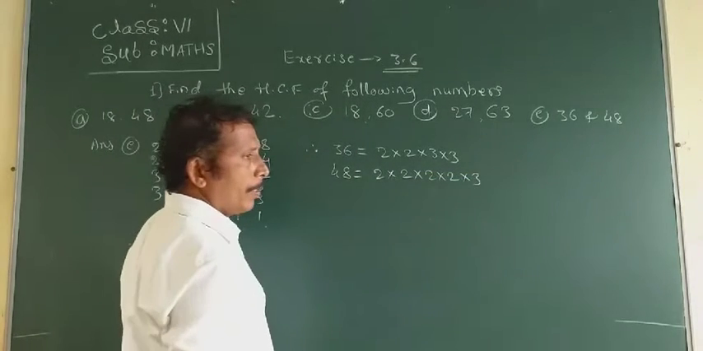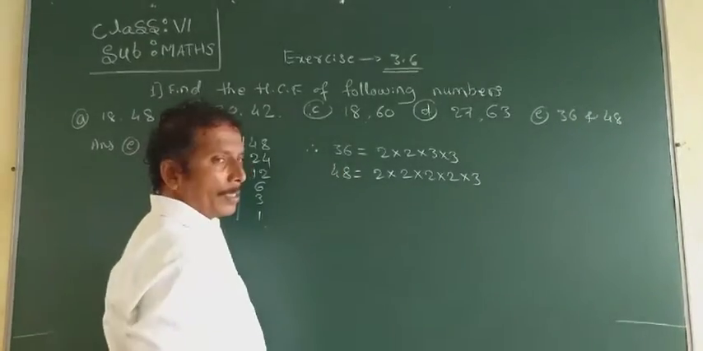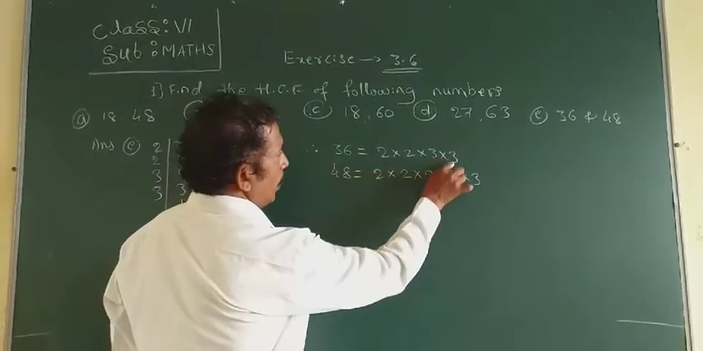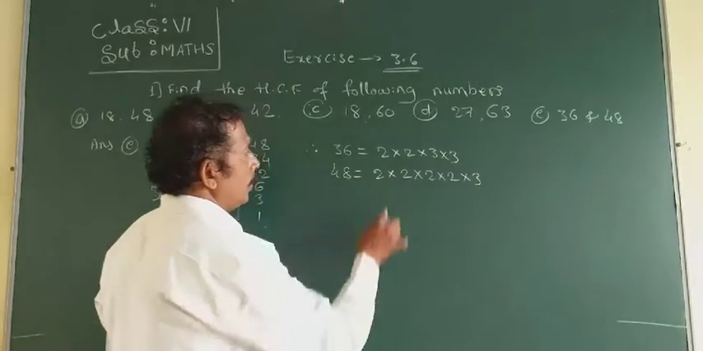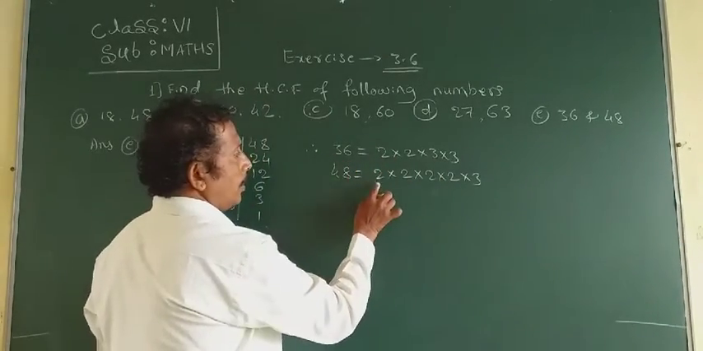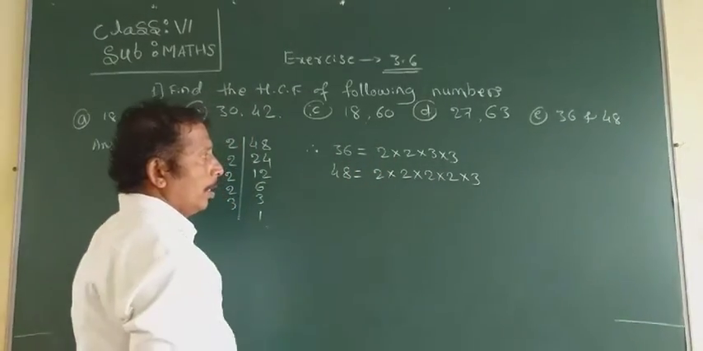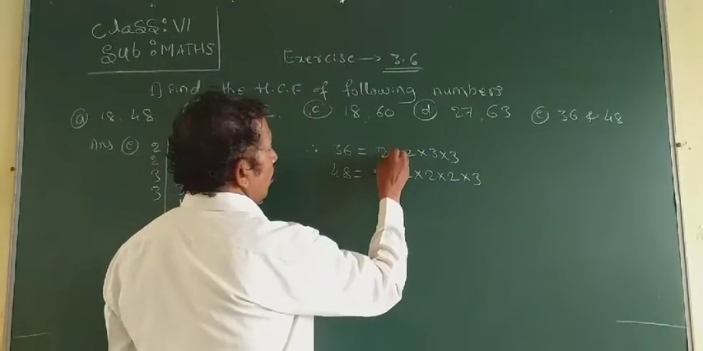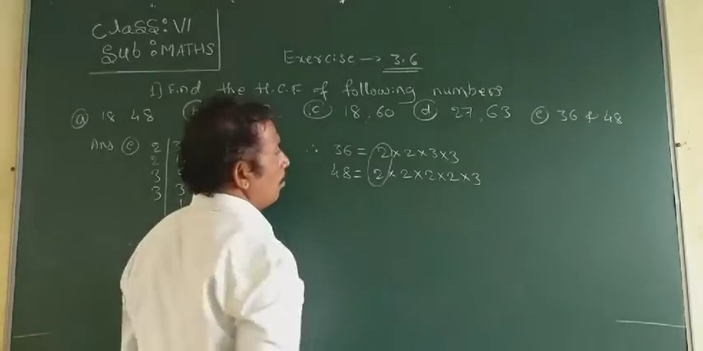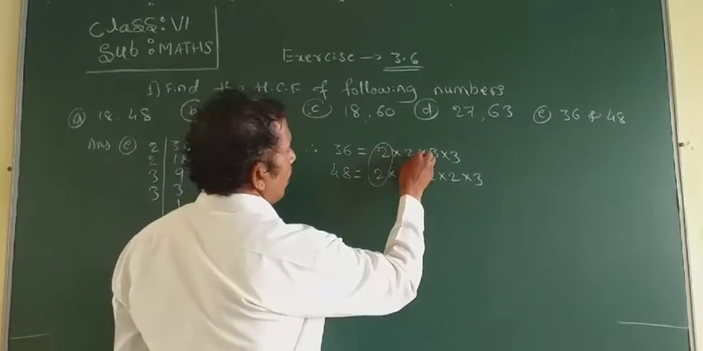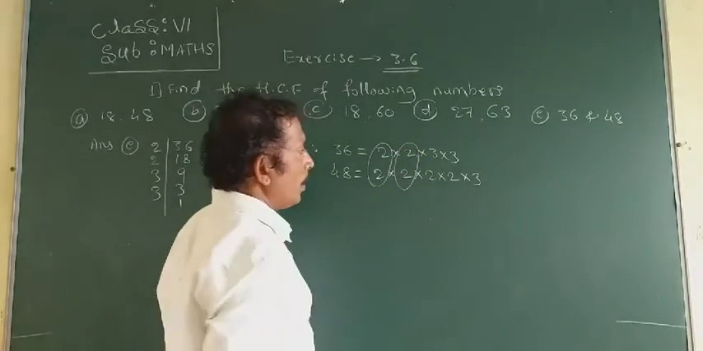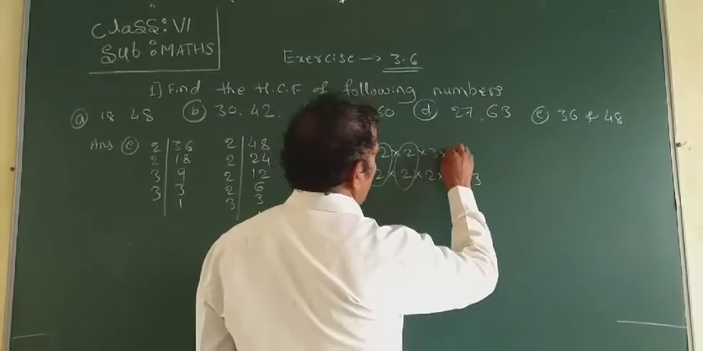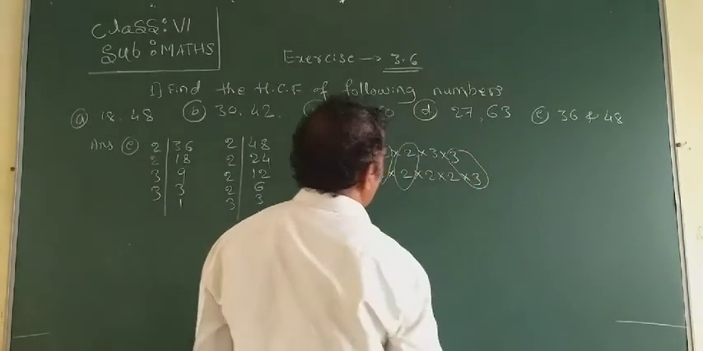Now encircle the factors which are common in both the factorizations. This is the factorization of 36 and this is the factorization of 48. In both factorizations, encircle the factors which are common. 2 is common, encircle it. Once again 2 is common, encircle it. Now 3 is common, encircle it.